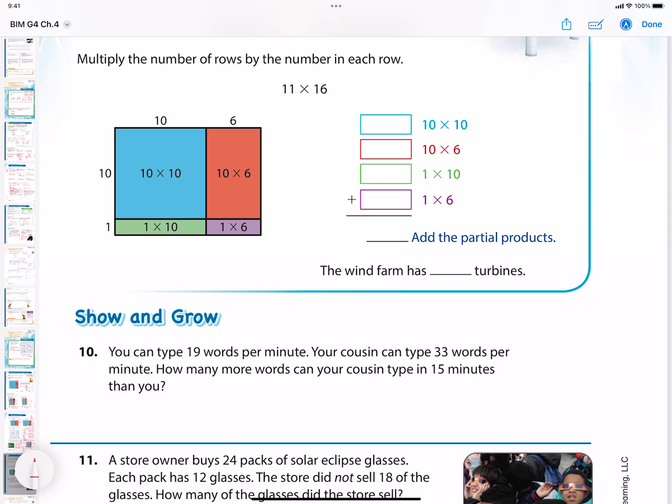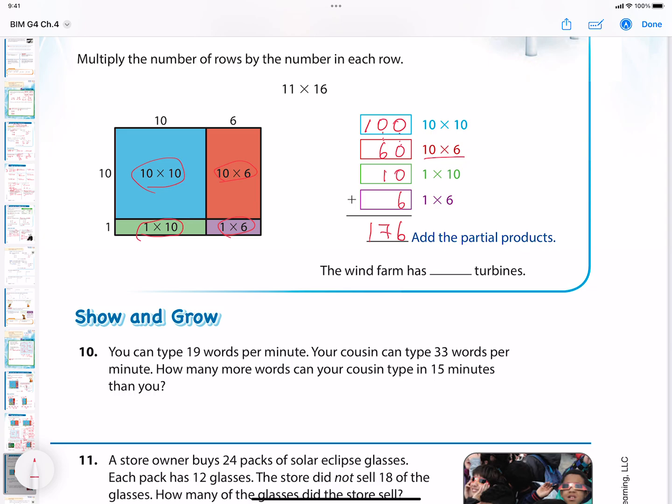Okay, so now blue area is what? 10 times 10, which is 100. And red area is what? 10 times 6, 60. You see that? Line them up. A line is really important. And green area is what? 1 times 10, which is 10. And purple area, 1 times 6 is 6. So 6, 7, 1. Yes, 176.